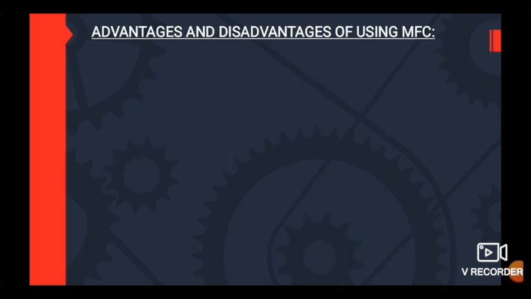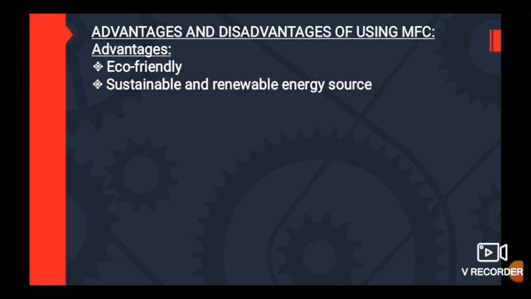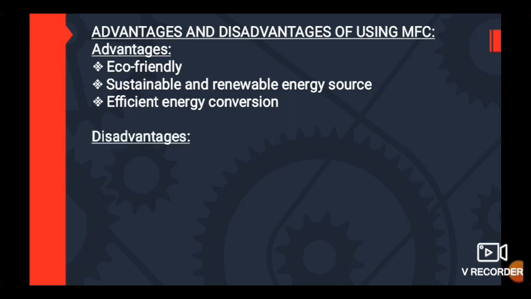Now some of the advantages and disadvantages of using MFC will be discussed. The advantages are that it is eco-friendly: during the process of MFC, no toxic chemical is produced that may cause pollution in the environment. It is also a sustainable and renewable energy source. For MFC technology, we use food and industrial waste as substrate, and this makes it more sustainable. Here, efficient conversion of substrate to electricity takes place.